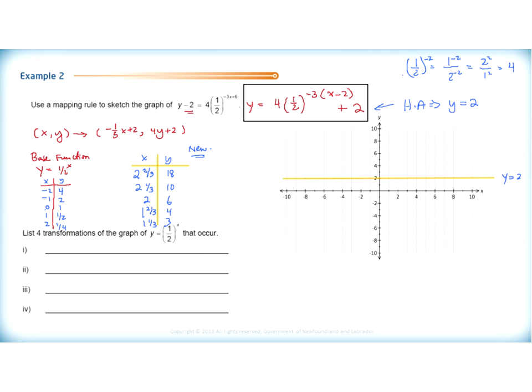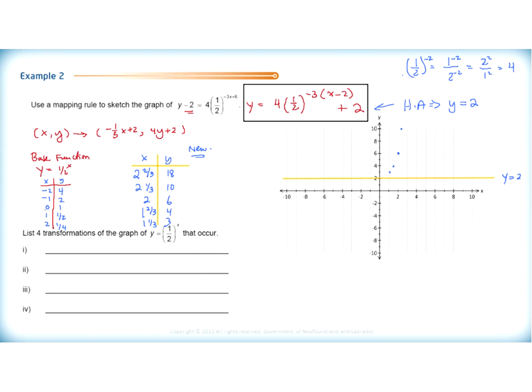Okay. I got 2 1/3. X is 2 1/3 and y is 10. Right there. I've got 2 and 6. I got 1 2/3 and 4. I got 1 1/3 and 3.